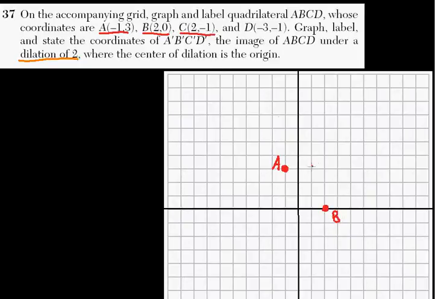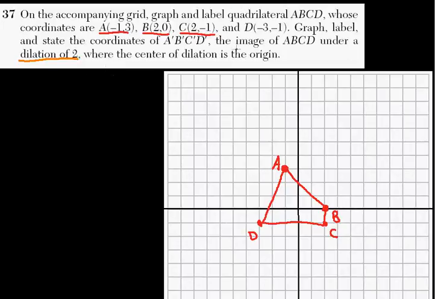Point C is 2, -1. So 1, 2, and then down 1. That is point C. And then D is -3, -1. Okay, so that is the point D. And this forms a quadrilateral, as you can see.